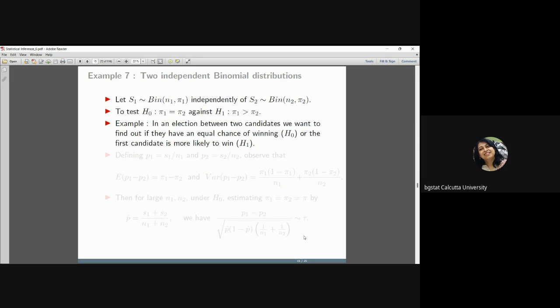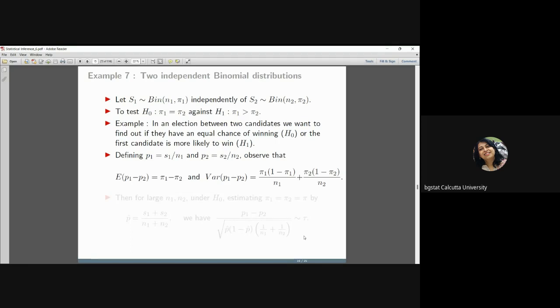Now, just like for the normal distribution, we can have a two-sample problem. We can also have a two-sample situation for two binomial distributions. So here is an example where we have an election between several candidates, and we're interested in two of the candidates, and we want to know if they have an equal chance of winning or if the first candidate is more likely to win.